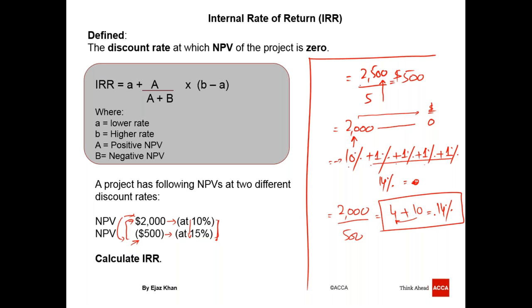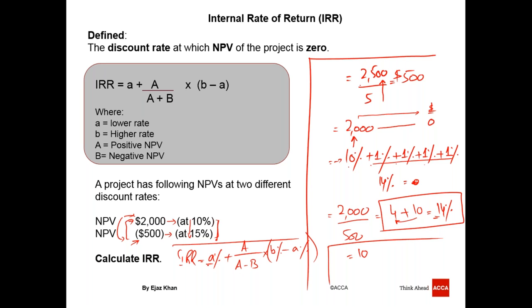We can calculate the same value of 14% using this formula. IRR is equal to A% plus capital A divided by A minus B, into B% minus A%, where A% is the lower rate. Out of these two rates, A% will be the lower rate, which is 10. A is the positive NPV, which is 2,000. A again, it's 2,000. Minus B, where B is the negative NPV, which is 500 negative, multiplied by the higher rate, which is 15%, minus the lower rate, which is 10%. Now, if you can quickly solve this equation and tell me what the answer is.